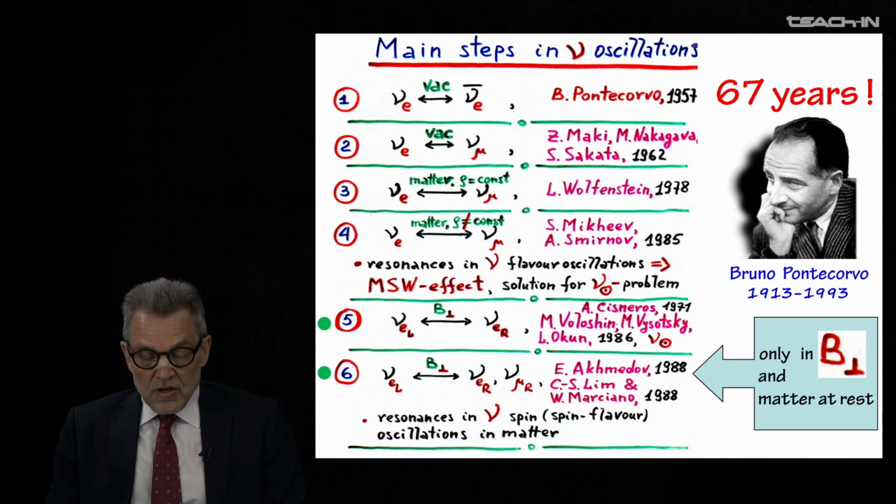Then Voloshin, Vysotsky, and Okun considered these phenomena, trying to solve the solar neutrino problem. And in 1988, in two separate papers, Akhmedov and Lim and Marciano proposed that, very similar to the Mikheyev-Smirnov-Wolfenstein resonance effect, there is also resonance amplification of neutrino spin and spin flavor oscillations in the case where neutrinos propagate through matter, due to neutrino scattering on particles of matter. So, these phenomena exist in nature.